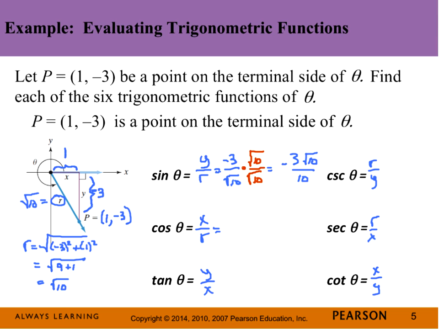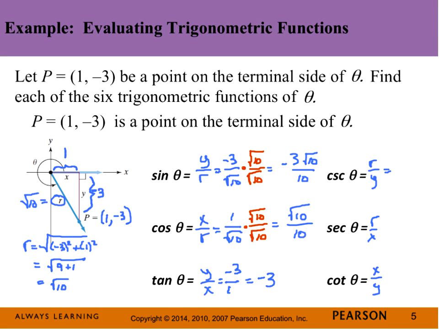X over r: my x is 1, and my r is square root 10. So once again, I need to rationalize here. Just multiply by square root 10 over square root 10, and I end up with square root of 10 over 10. Y over x is -3 over 1, which is -3.